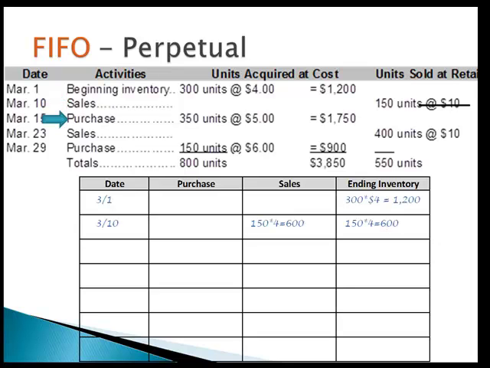March 15th, we have another purchase, so we can log that in. 350 units at $5. We're going to log it into the purchases column. 350 times 5 is 1,750. And then ending inventory, I always recommend go ahead and write both tiers. So you're going to carry down this ending inventory here and now add in our new tier of inventory. So 150 units times $4, 350 units times $5.